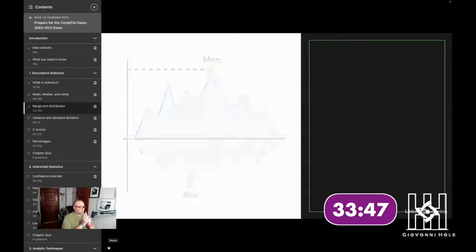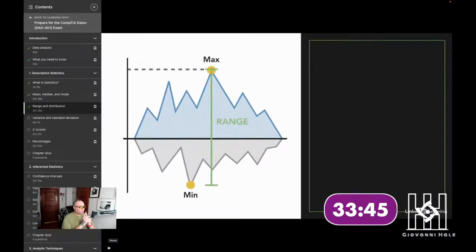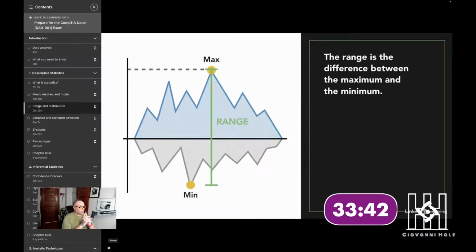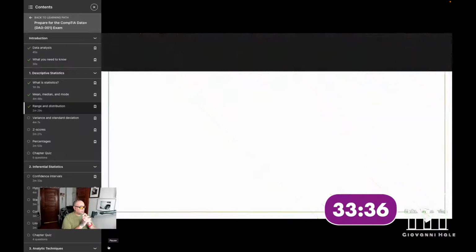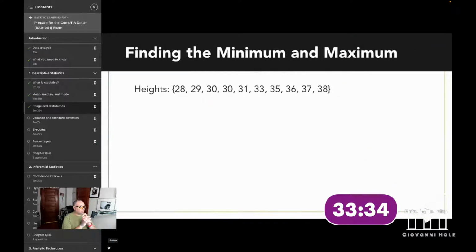We can use the minimum and maximum values to calculate the range of the dataset. The range is simply the size of the distribution of the values, and we calculate it by subtracting the minimum value from the maximum value. In this dataset, we can subtract 28 from 38 and find that our range is 10.